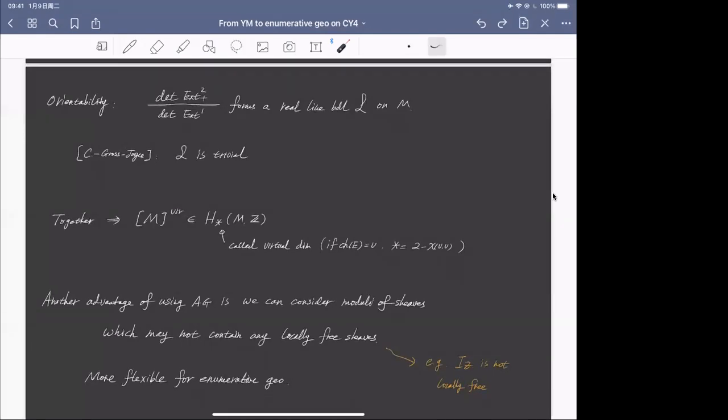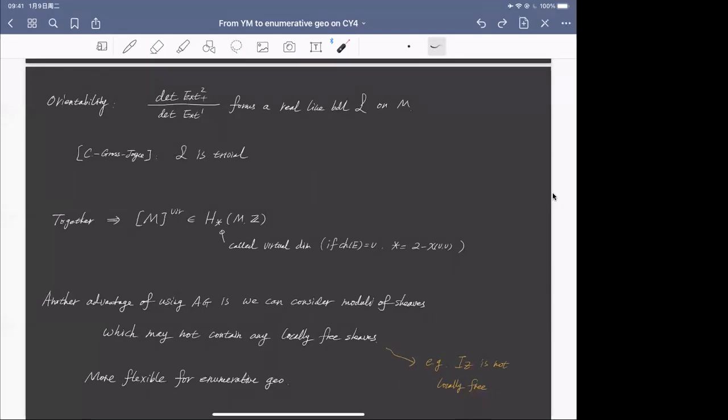For example, if this virtual dimension is 0, then we can just count the number of points here. Then this gives you some Donaldson type invariants for this Calabi-Yau fourfold setting. In general, if the virtual dimension is positive, you can put some insertions to integrate. In physics language, you put some observables to integrate to do your path integral.